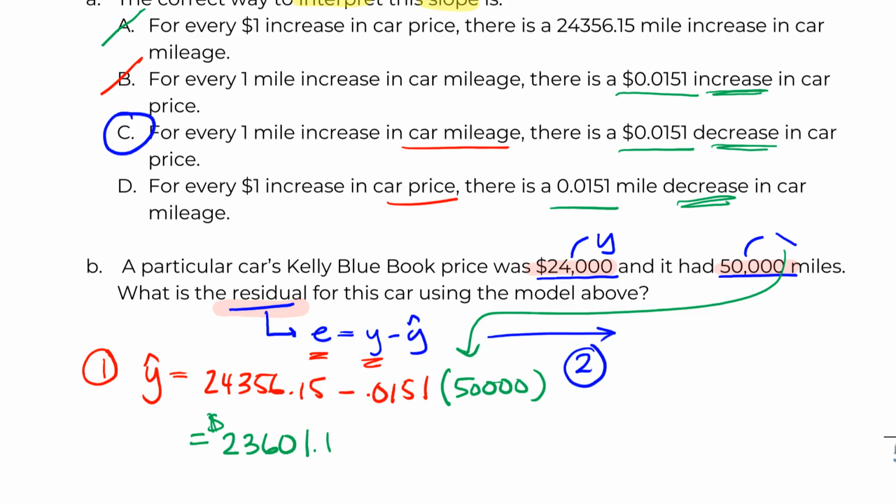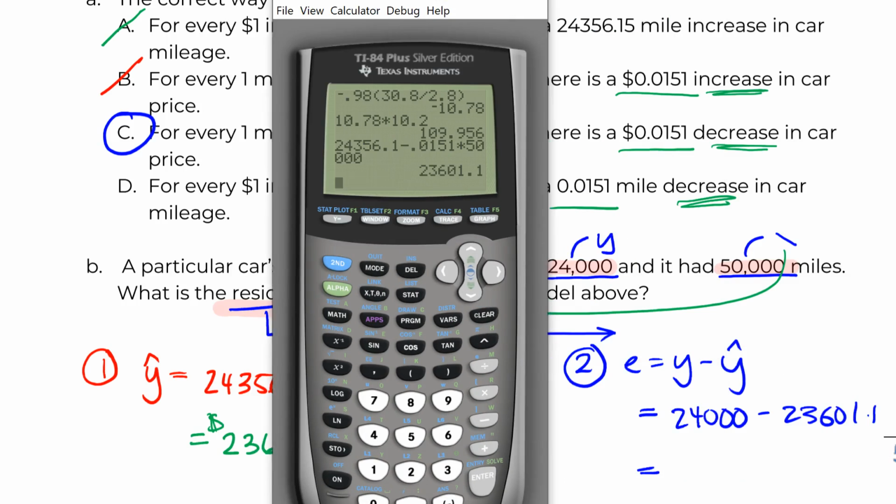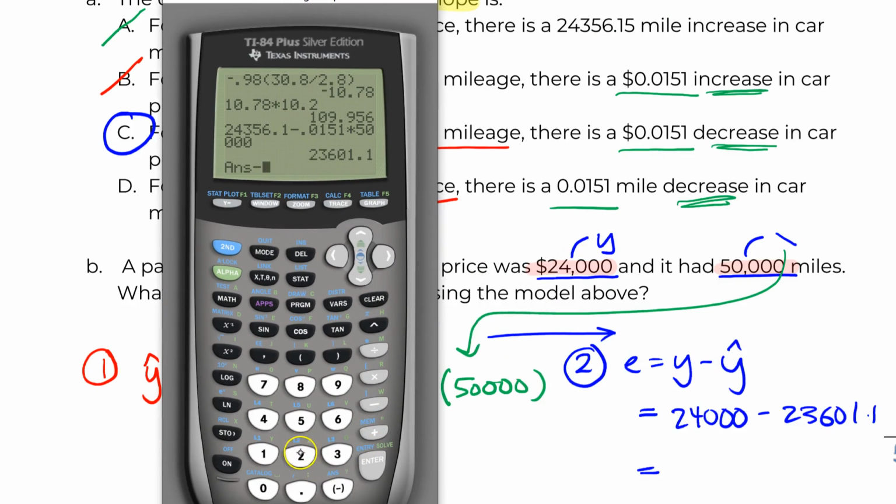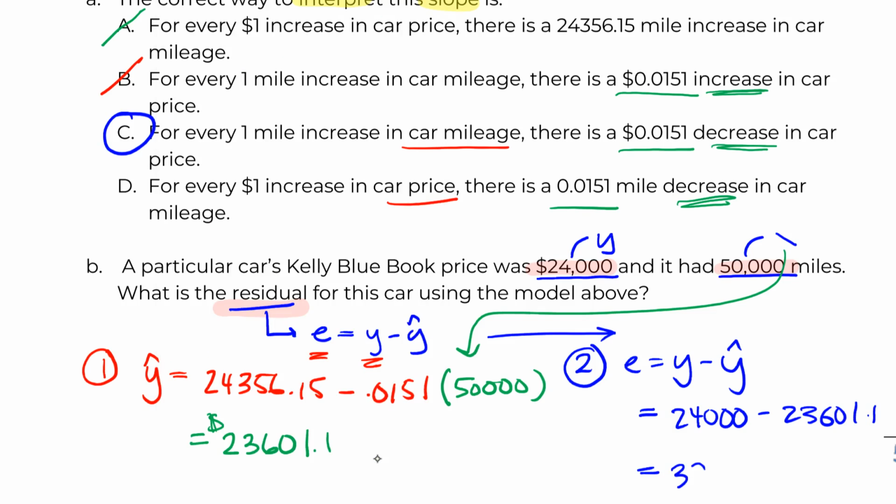So then we can do our step 2. We can use that formula, actual minus predicted. So 24,000 minus that 23,601 that we thought it was going to be, and we'll figure out how far off we were with that guess. I'm going to be lazy. Don't do this. Actually type it in. Should be a positive 398.9 dollars, right? Got to keep my units on there. So that's how far off we were in terms of the prediction for this car.